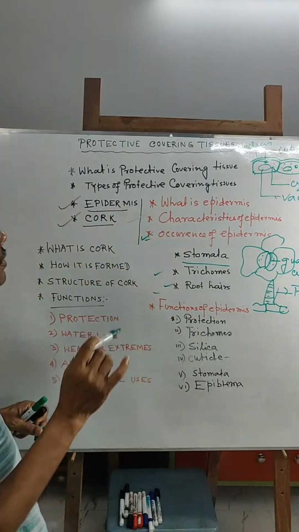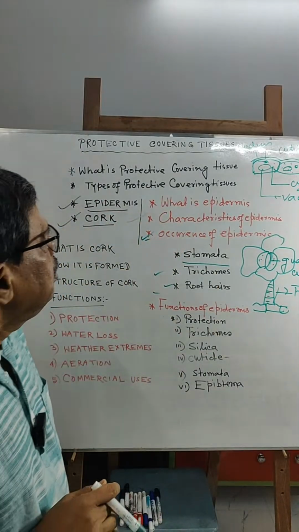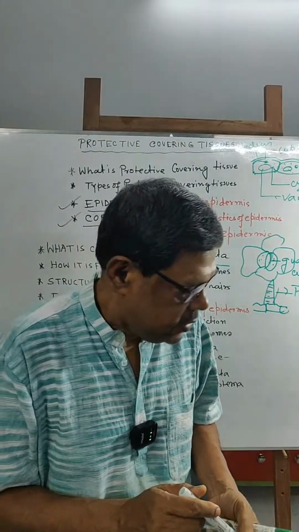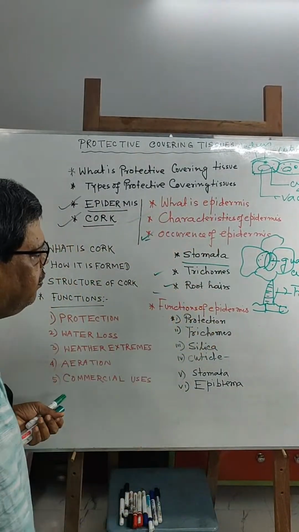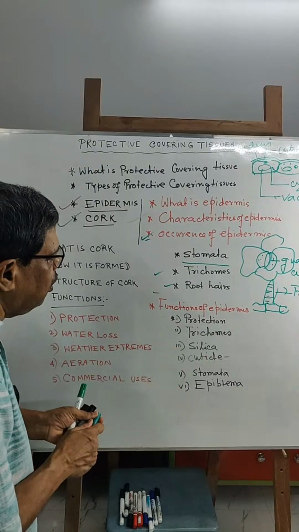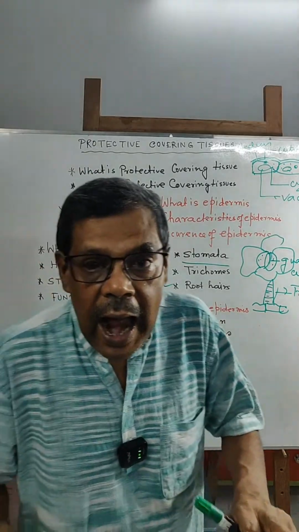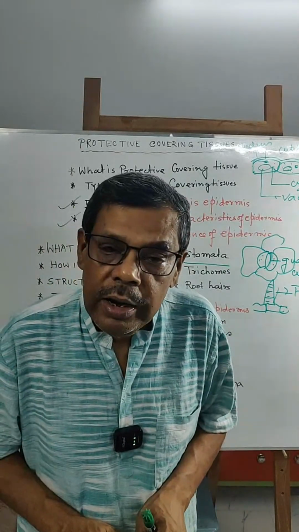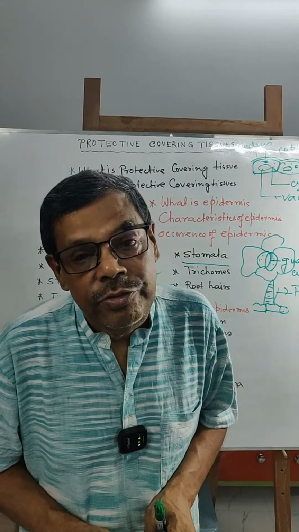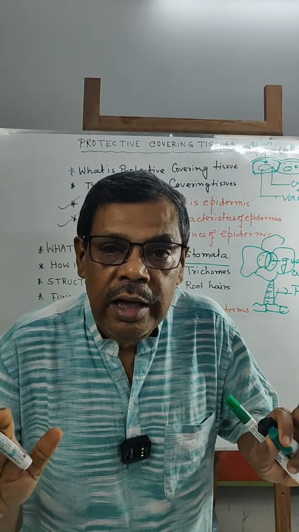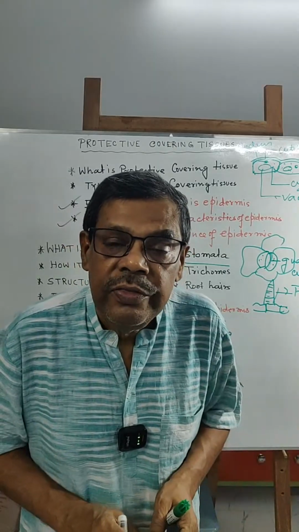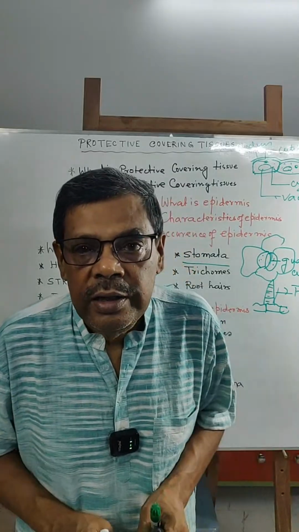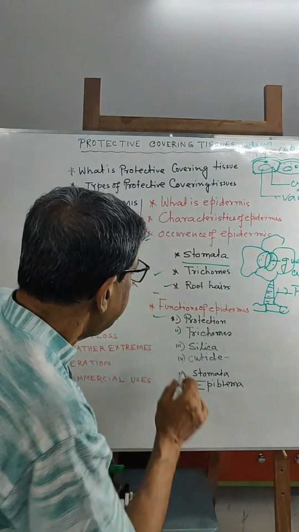These are the characteristics and occurrence of epidermis and epidermal outgrowths. Next, what are the functions of epidermis? First of all, it protects the underlying layers or tissues from desiccation, from mechanical injuries, and from the invasion of germs, that is microbes, bacteria, viruses, pests, and other microorganisms. This is called protection.